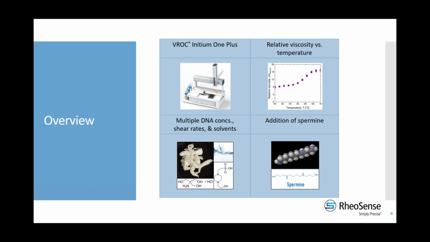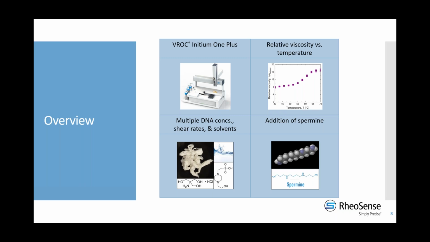So with all that introduction, let me give you a quick overview of what we'll discuss in the remaining time that we have here. I do want to talk about our automated VROC Initium 1+, because as I mentioned, we're doing a lot of temperature sweeps, both heating and cooling, up to 70 C. I wanted to highlight the nature of our system and how beneficial it is when you start doing these types of experiments. The closed nature of the system means that we don't have to worry about evaporation, and we don't have to take extra care to handle that.